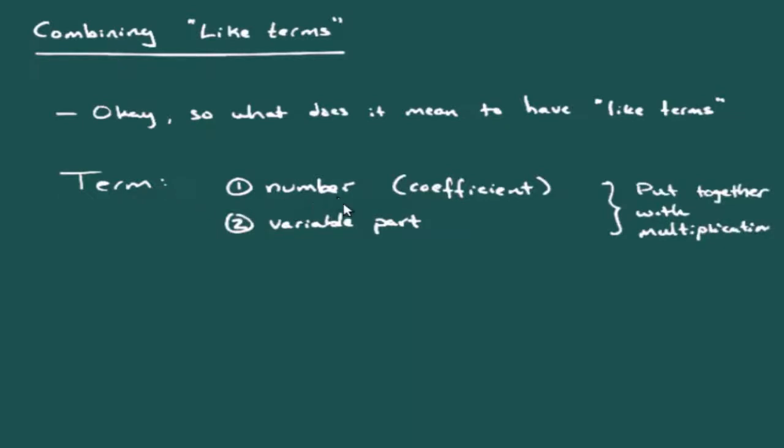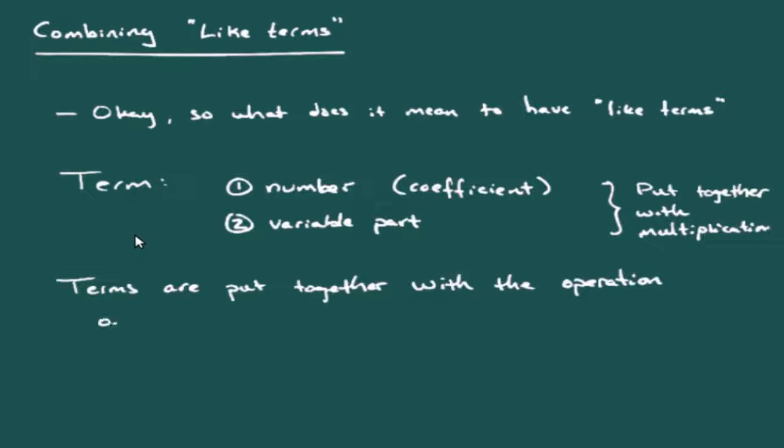What we mean by that is it consists of two parts. The first part is the number part, called the coefficient, and the second part is the variable part. And one thing to remember is that the coefficient and the variable part are all actually put together with the operation of multiplication.